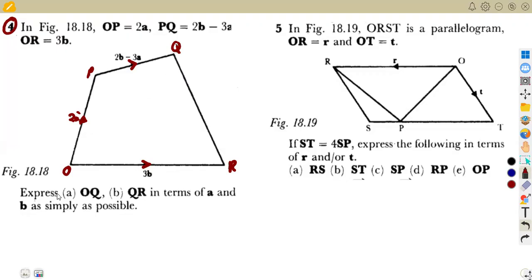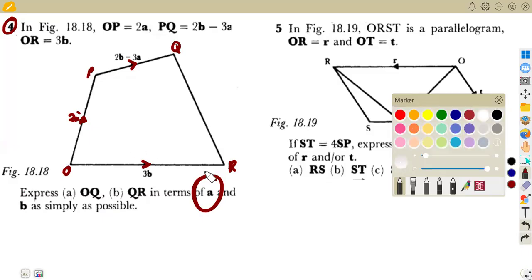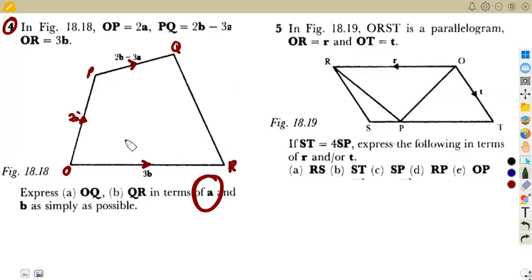Express OQ, QR in terms of a and b. Take note, vector a and vector b. Your answer is supposed to consist of vector a and vector b as simply as possible. All right, so remember, the vector is the direction that you are supposed to take. The direction from which point?